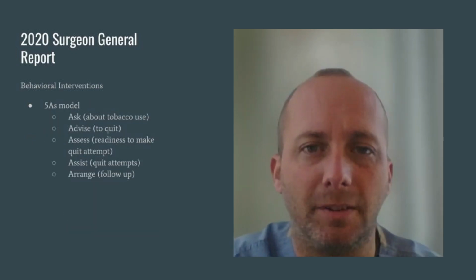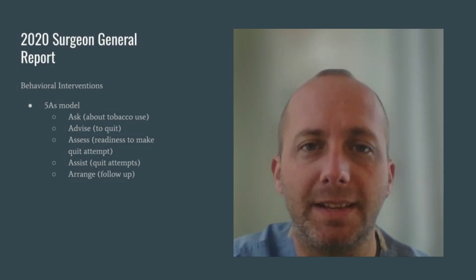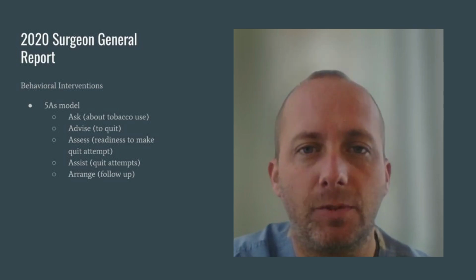The 5 A's model is a little bit more common. You may have heard of it. It stands for asking about tobacco use and advising to quit, assessing readiness for their tobacco cessation attempts, and assisting in the quit attempts. And then, of course, arranging follow-up.